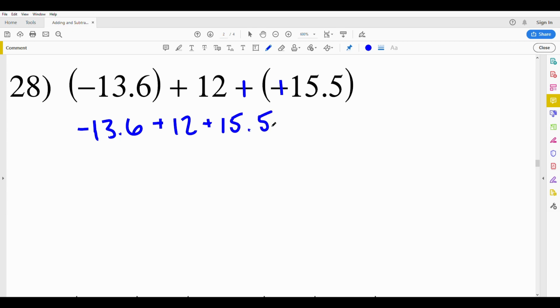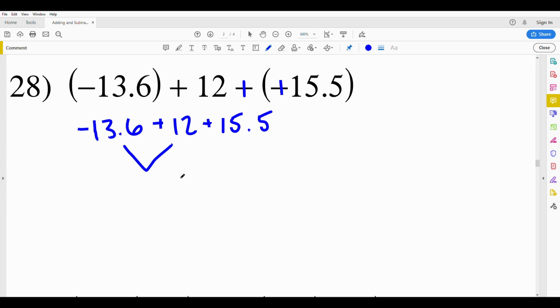Now the way in which we add doesn't really matter. So I'll go from left to right. Negative 13.6 plus 12. Negative 13.6 is a greater distance from 0 than 12 is. So I'm getting closer to 0 when I add 12, but I'm not quite going into my positive numbers yet.